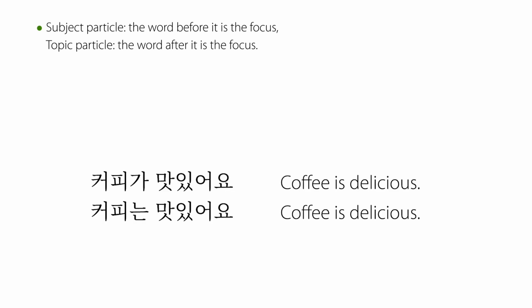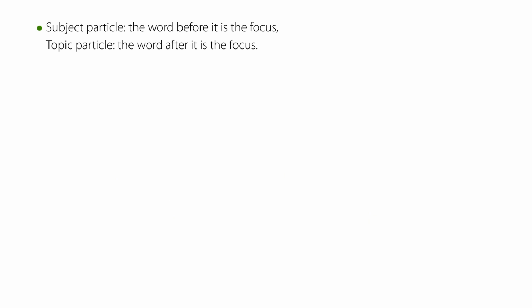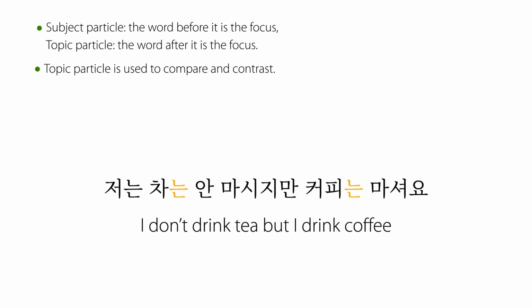Coffee is delicious. So for the first example, the focus and importance is on the coffee, while in the second example, the focus and the importance is on the taste, not the coffee. Topic marker particle is also used to compare and contrast, when you say you do something or you like something but you don't like something else. For example, 저는 차는 안 마시지만 커피는 마셔요. I don't drink tea, but I drink coffee.